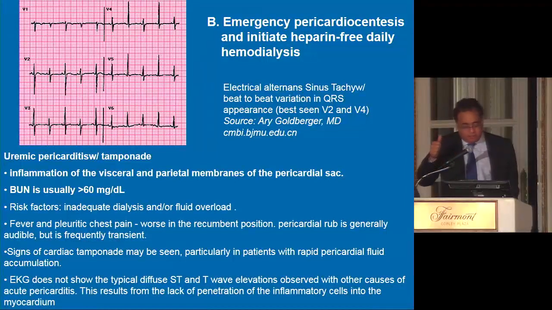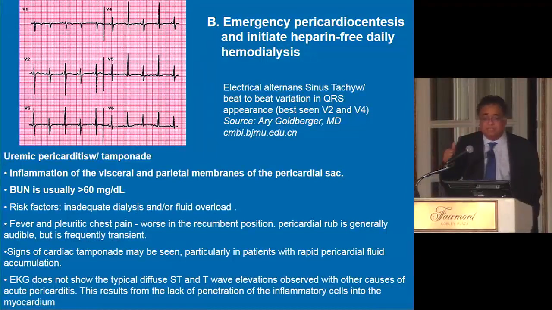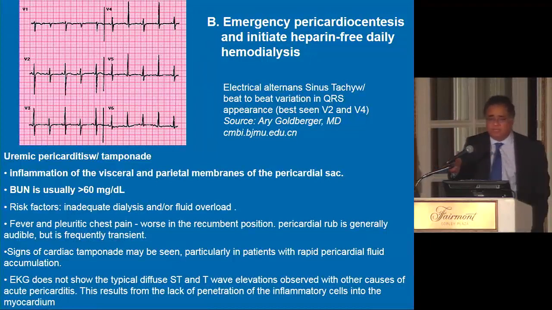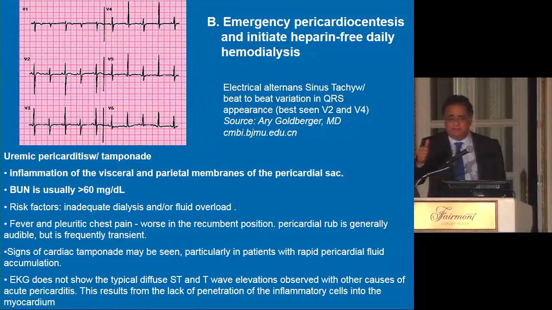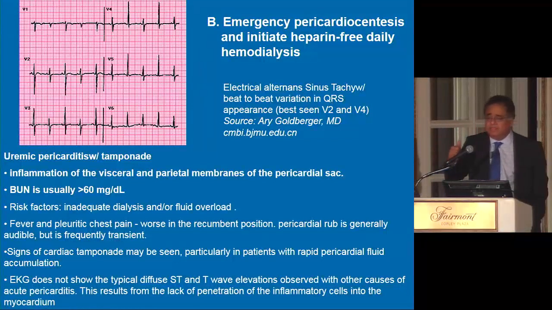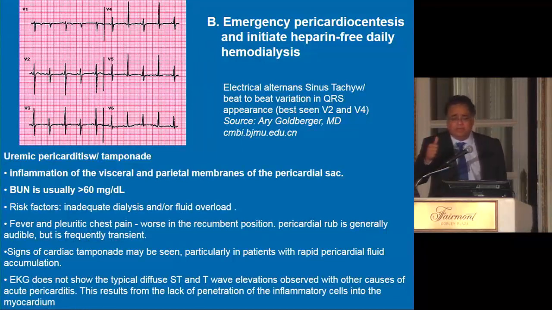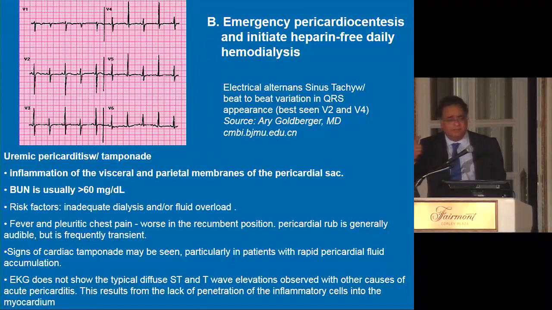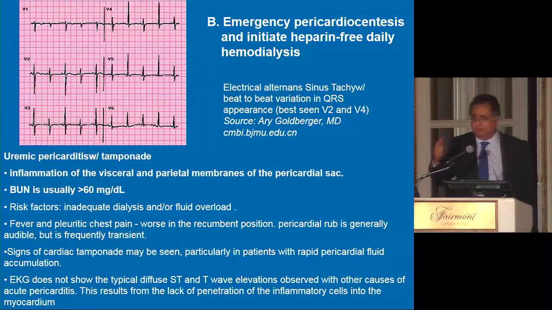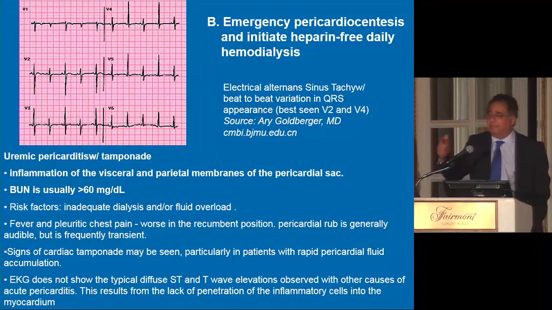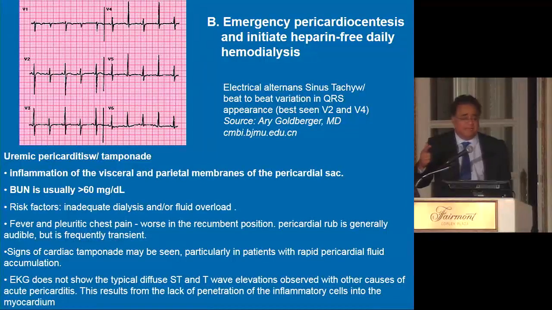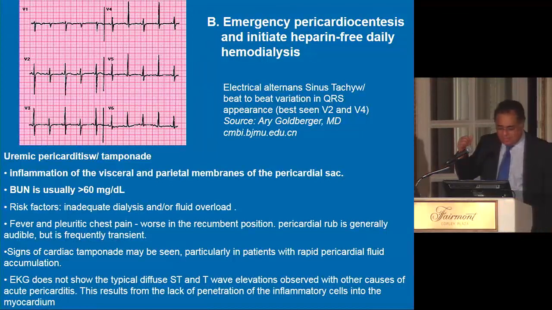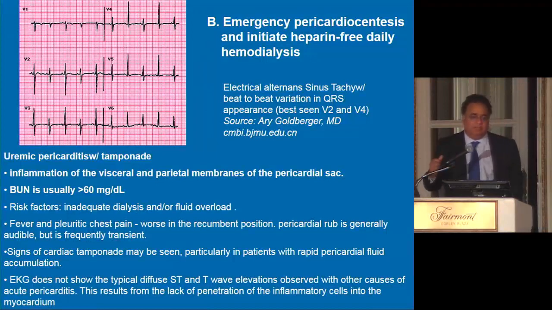Patients usually complain of fever and pleuritic chest pain, worse in the recumbent position, and the pericardial rub is generally audible but is frequently transient. And this is the typical thing. You're rounding with the house staff or with the fellow or with a colleague. They hear the rub and you go in and you don't hear it. And you tell everybody, I didn't hear it, and what do they think? Your physical diagnosis skills aren't good, or you're too old, or you haven't kept up with your physical diagnosis. They don't give you the benefit of the doubt and say, gee, maybe it wasn't there at the time you listened to it, right? So what do you say? It comes and goes.